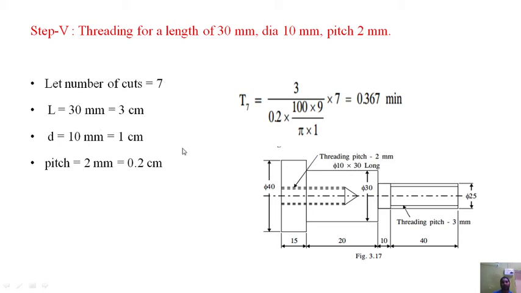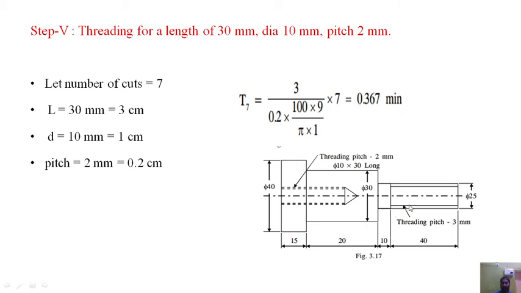The length of the thread is 30 mm. So depth is 1 centimeter, diameter is 1 centimeter. The formula for the threading operation is length of thread divided by pitch into RPM. Pitch is 0.2, RPM is 100 S by pi into D. Here also you have to take the diameter of the tap. Diameter of the tap is 1. So 100 S by pi D, into number of cuts, which is 7. So we will get 0.367 for tapping this 1 centimeter diameter, 3 centimeter long tap with a pitch of 0.2 centimeter. So this is the time for tapping.